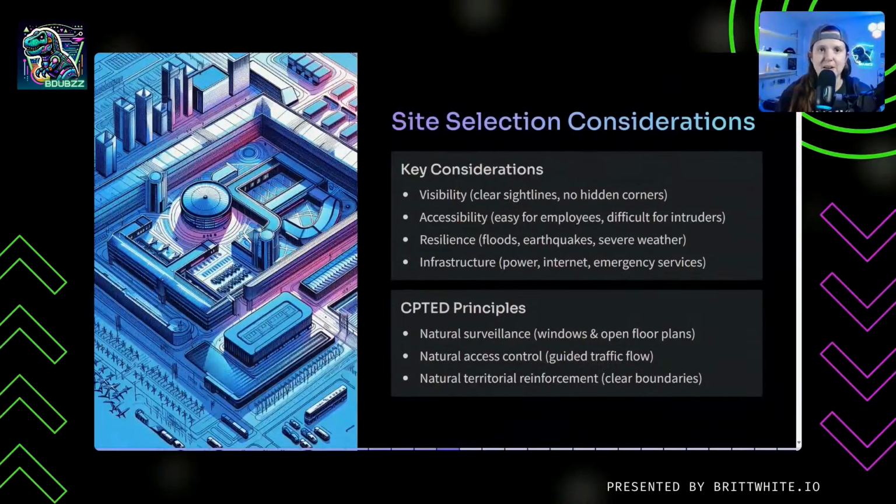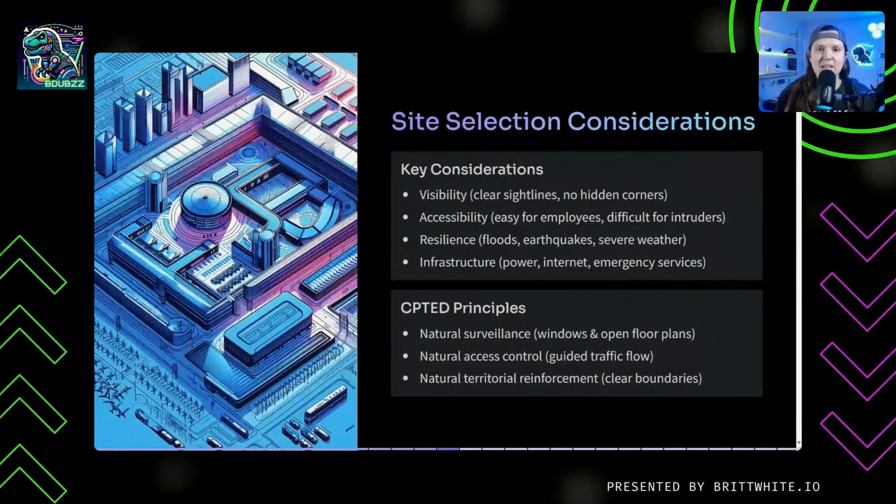This includes floodplains. Avoid low-lying areas prone to flooding. Earthquake zones. Assess seismic risk and building codes. And severe weather corridors. Consider tornado or hurricane risk. And finally, consider the infrastructure. Evaluate local services reliability for power grid stability, internet connectivity options, and emergency response times.